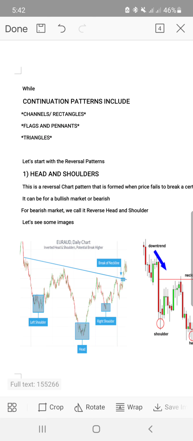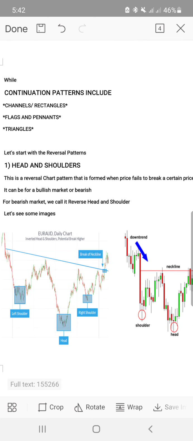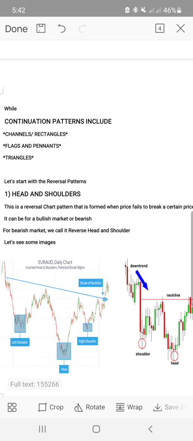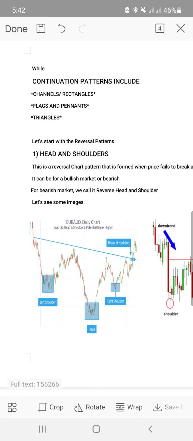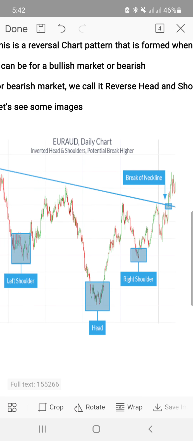Now, head and shoulder pattern is a reversal pattern that is formed when price reaches a particular support or resistance and it is unable to break it. A head and shoulder pattern is formed, or inverse head and shoulder pattern. In a bullish market we call it head and shoulder, while in a bearish market we call it reverse head and shoulder or inverse head and shoulder pattern. Now let me show you an example with images.